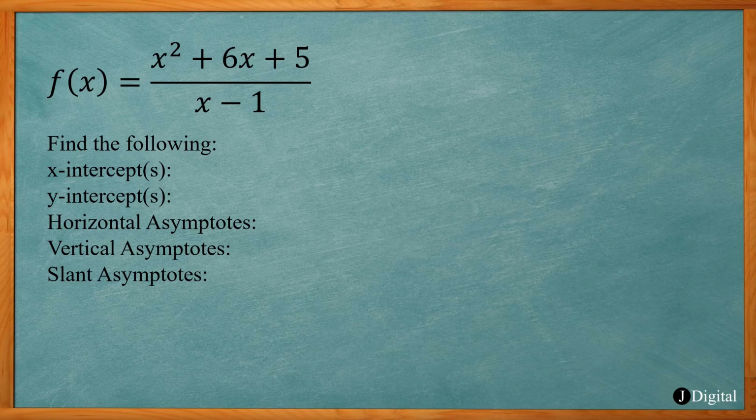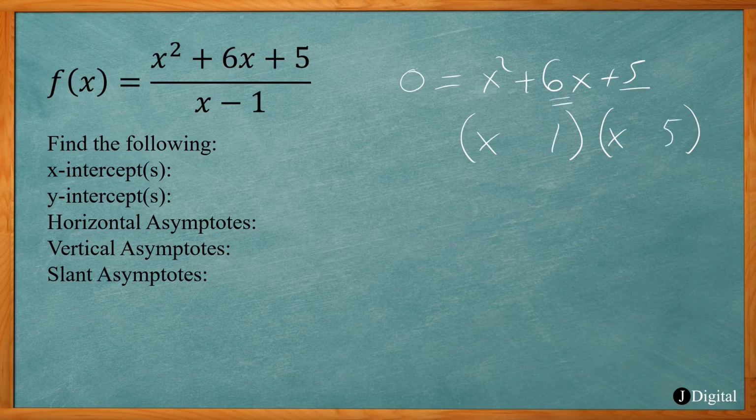So in this next problem, we have x squared plus 6x plus 5 over x minus 1. So first we want to find the x-intercepts. Remember, that's when y is equal to 0. So basically make the numerator equal to 0. So 0 equals x squared plus 6x plus 5. And then we want to factor this. So we have our x times x to give us x squared. Now I need two numbers to multiply to give me 5, and add up to 6. So that's going to be 1 and 5. They're both going to be positive. 5 plus 1 gives me 6.